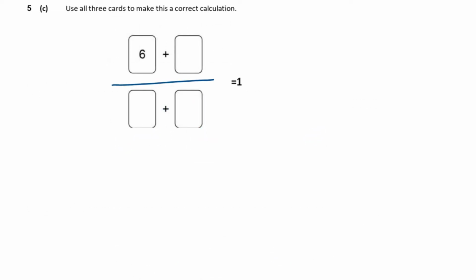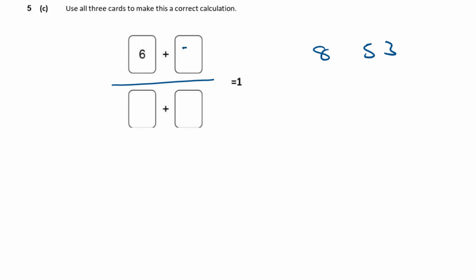5C, use all 3 cards to make this a correct calculation. Well, we've got 8, 5, and 3. And we've got 2 numbers added together as a numerator and 2 numbers added together as a denominator. And we're dividing those numbers and getting 1. So if we're dividing 2 numbers and get 1, then they have to be the same number, don't they? So we need to make the top and bottom number the same.